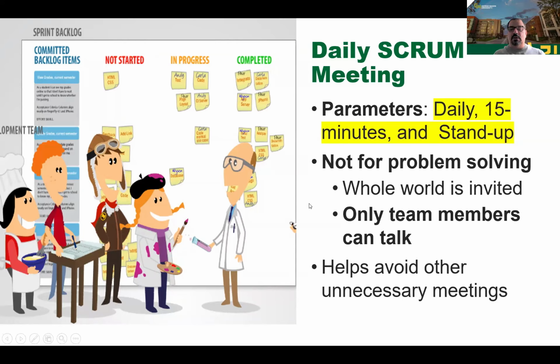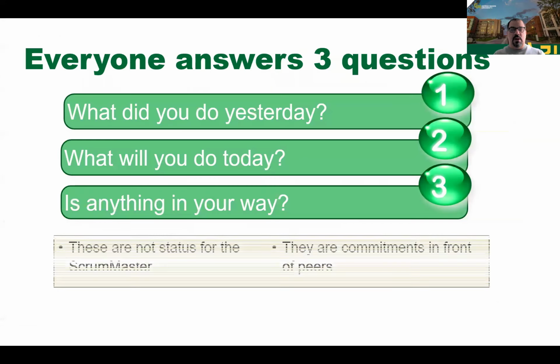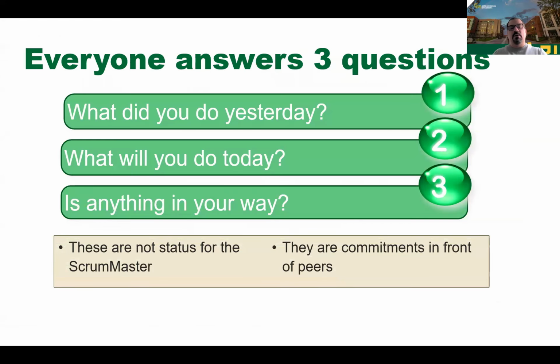Everybody can participate, but only the team members can talk. For example, the stakeholder can participate in this meeting, but doesn't talk. It's mute. Okay, so only the team members talk. What you talk about, everyone needs to answer three questions. What did you do yesterday? What will you do today? And is anything in the way, okay, any issues? Again, it's not a status report for the Scrum Master. The Scrum Master is not the boss, but the goal is commitments in front of the peers.